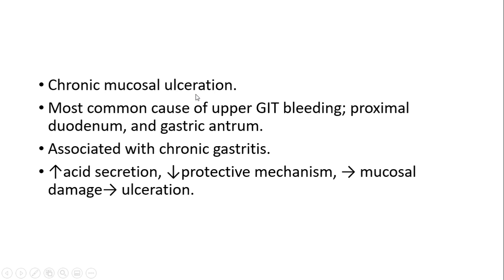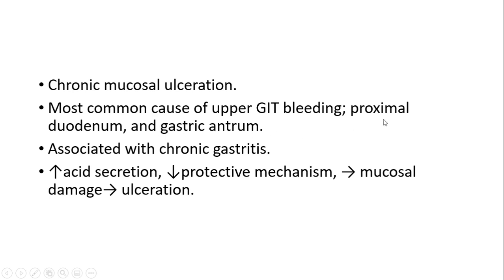Peptic ulcer is a chronic mucosal ulceration. Peptic ulceration is the most common cause of upper gastrointestinal bleeding, which is manifested as hematemesis and melena. The most common site is the proximal duodenum, or the first part of the duodenum, and the gastric antrum.